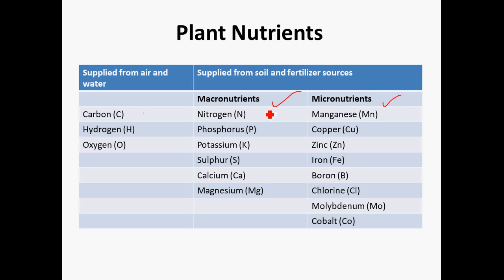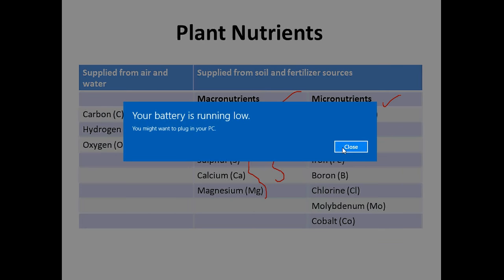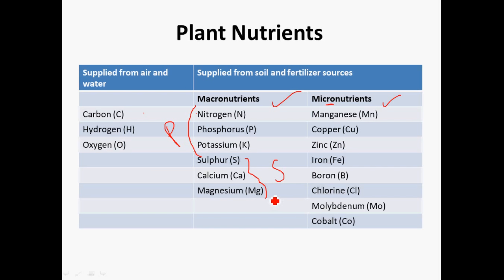Macronutrients are the nutrients which are needed by plants in high amount, whereas micronutrients are needed by plants in a small amount. Now nitrogen, phosphorus and potassium are essential nutrients, known as primary nutrients, and sulfur, calcium and magnesium are secondary nutrients, which are needed in small amount as compared to primary nutrients.